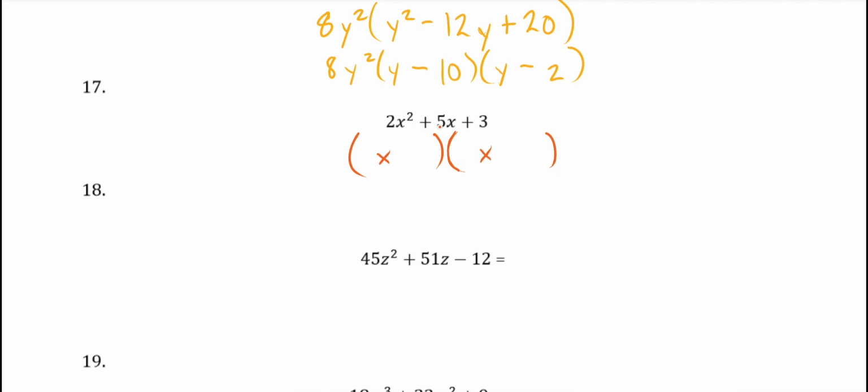I know I'll need at least an x and an x. I know I need at least a plus and a plus. And now we need to fill in these 4 spaces with numbers. It's easy to guess and check when they're both prime, but it's not going to be quite as easy when we have larger numbers, especially if they're composite numbers with a lot of factors. So let me show you what I would do in general.